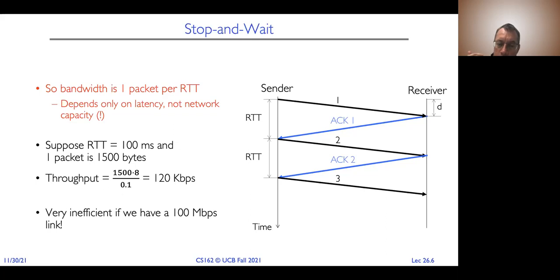Because in this case, the throughput is governed only by the one-way latency. And in most cases the one-way latency is mostly the speed of light component, so it will not depend on how fast the network or the link is. So if you have a 100 megabits per second, 1 gigabit per second, or 10 gigabits per second link, you can still only send at 120 kilobits per second. So how can you send more? How would you modify this protocol to send more data?